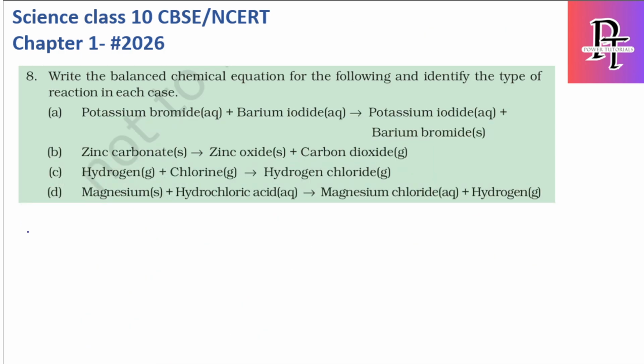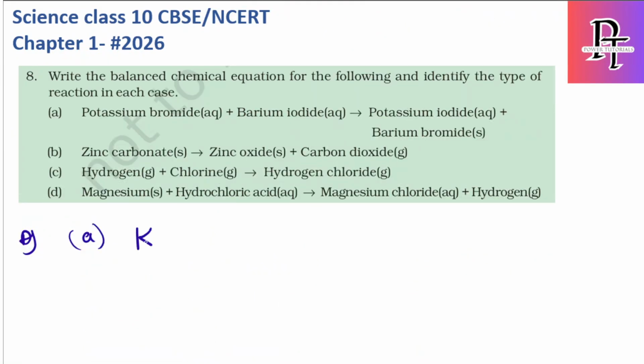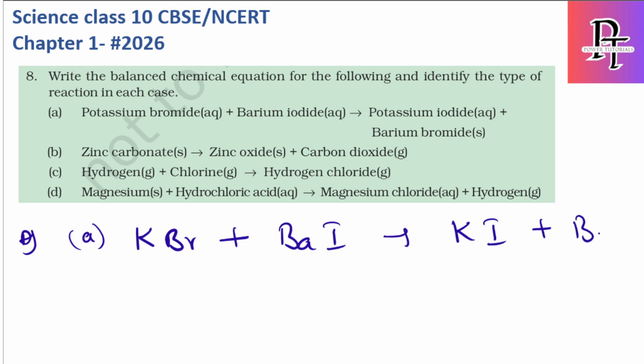Let's see this question, 8th one, and I will use all the valences mentioned in the previous part. Balance the equation and also identify the type of reaction. Okay, here they are also asking to identify the type of reaction as well. So first balance it. Potassium bromide plus barium iodide gives potassium iodide plus barium bromide. I will write the symbols first, then I will change them.